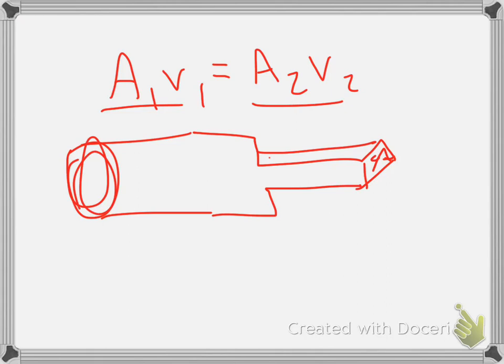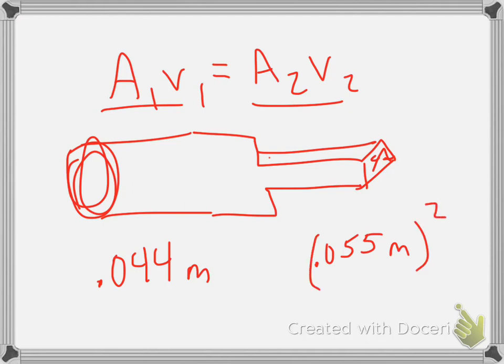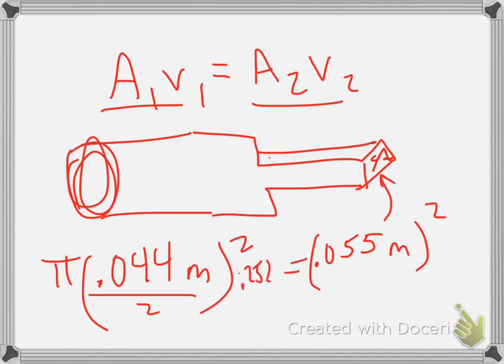Make sure your units match. It's given in millimeters for the diameter, so convert that to 0.044 meters. And it's a square, it's centimeters, so 0.055 meters. And it's just square that because it's a square pipe. This would be pi r squared, so you got to divide that by 2. So those are your two areas. V1, they tell you, is 0.252. That's going to equal whatever that area is times V2. I did it and I got 0.127 meters per second. Again, double check my work.